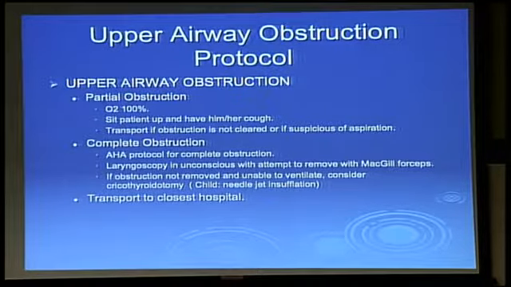If it's a foreign body that's obstructing the airway, for a partial obstruction, you're going to have the patient cough. For a complete obstruction, follow the AHA protocol, including the Heimlich, and then if they become unconscious, the chest thrust, and then laryngoscopy in unconscious patients with McGill forceps to remove the foreign body. If you are not able to remove the obstruction and not able to ventilate, then that is a case for cricothyrotomy, or needle jet insufflation in a child. And this is a case that goes to the closest hospital.